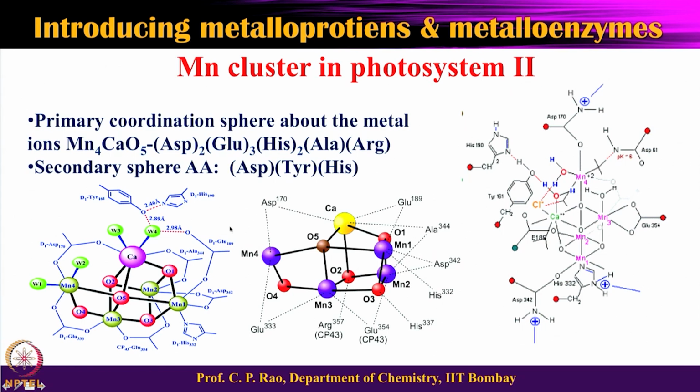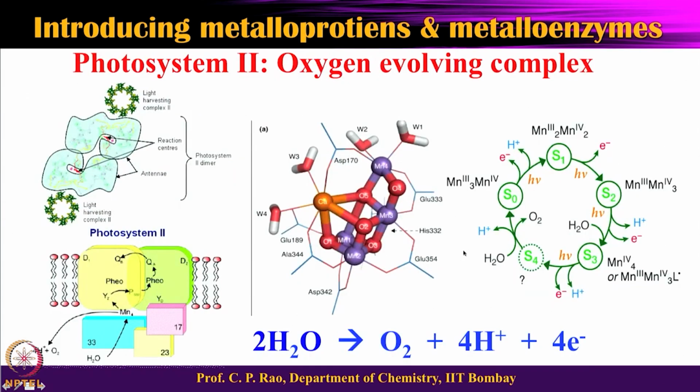The important aspect here is the role of this manganese cluster. In fact, manganese 1, 2, 3 are not directly involved in oxidizing the water to O2, but it is the manganese 4 and the calcium that are involved. But all the other manganese are important because there are a lot of electron redox processes happening, and there manganese 1, 2, 3 will play a role.